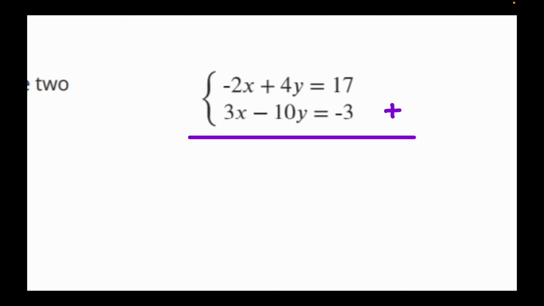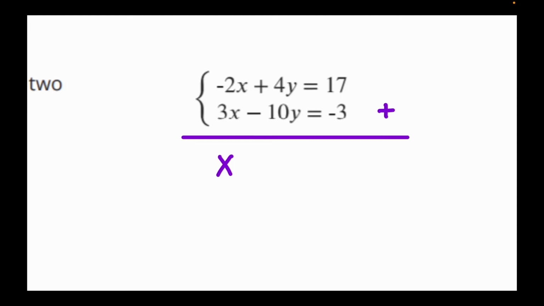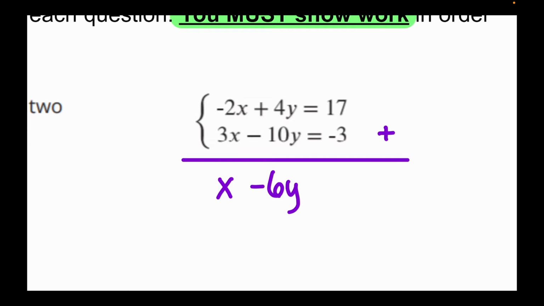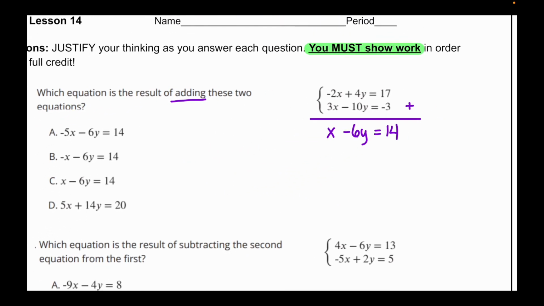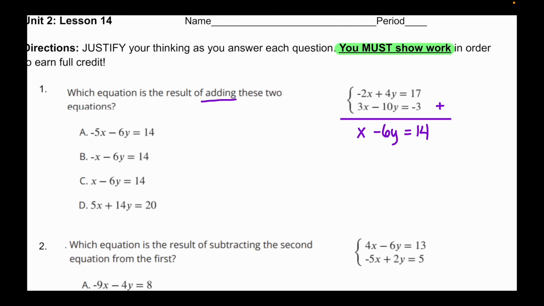Well, for this first part, we'll have negative 2x plus 3x. So we're just going to combine. And when we do that, we'll actually get that this is just a positive 1x or just x. When we combine our 4y and our negative 10y, that's going to give us negative 6y. And then when we combine the 17 and the negative 3, that's going to give us 14. So we would have x minus 6y is equal to 14. And I see that here is option C.